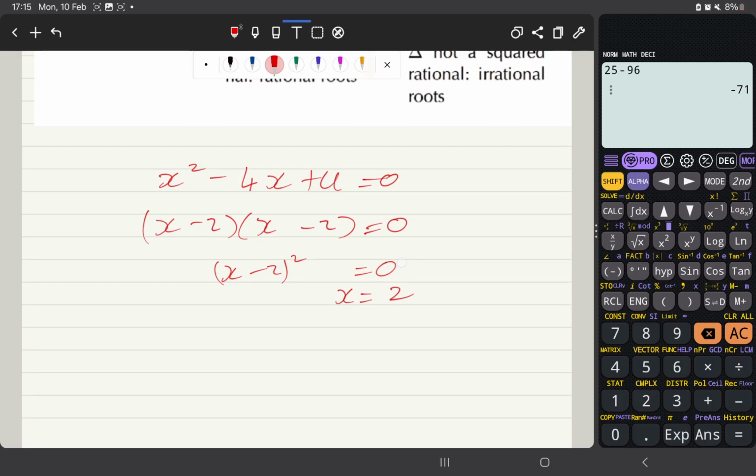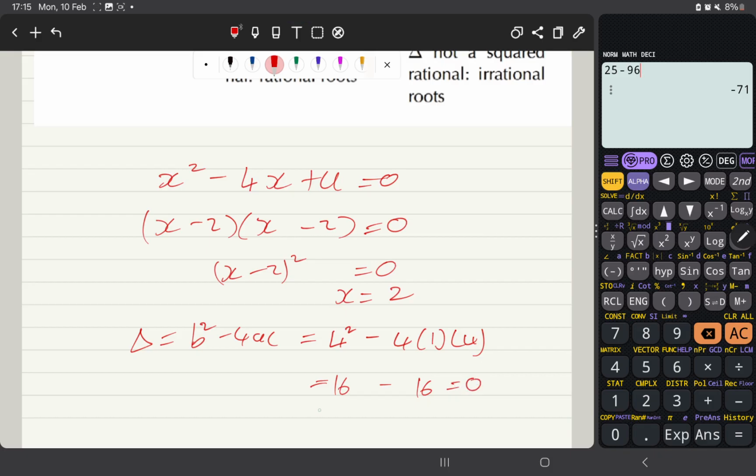So how does this happen? Let us calculate our discriminant, b squared minus 4ac. So our b squared is 4 squared, minus 4 into 1. This is a, and our c is 4, right? So you have 16 minus 16 equals 0.